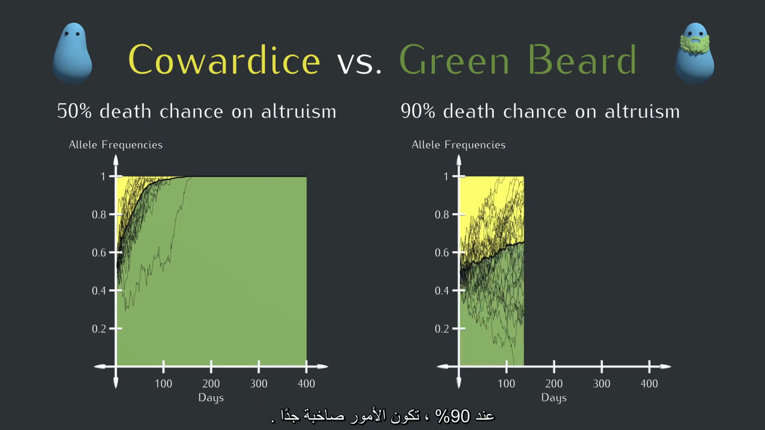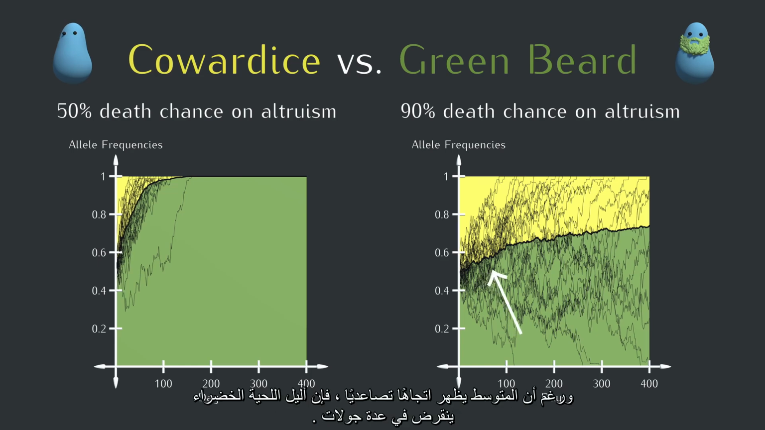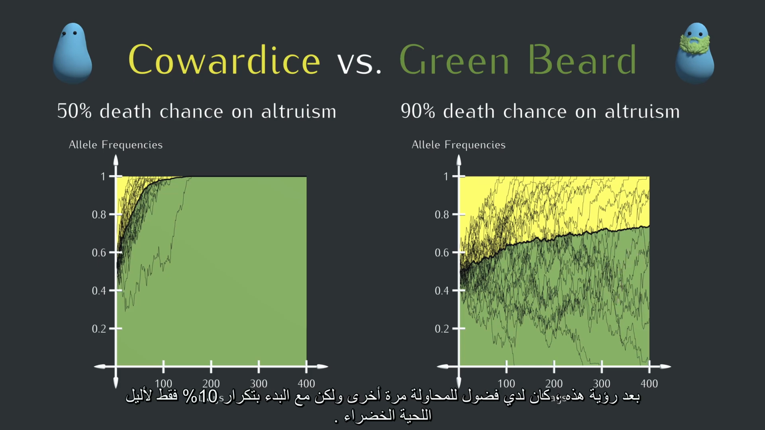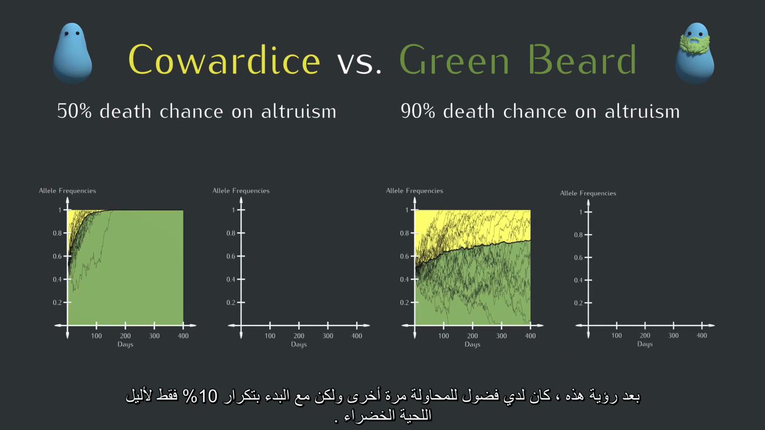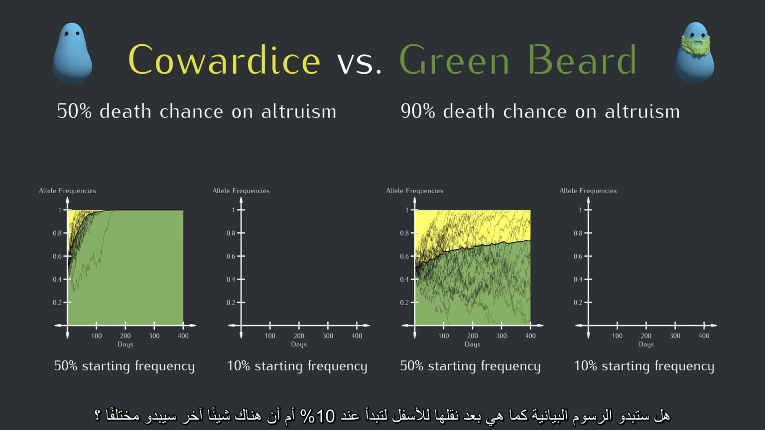At 90%, things are pretty noisy. Only 10% of the acts of altruism actually end up saving an extra blob. So the random fluctuations are pretty dominant. And even though the average shows an upward trend, the green beard allele does go extinct in several runs. After seeing these, I was curious to try again, but starting with only a 10% frequency for the green beard allele. Once again, what do you predict? Will the graphs look the same, just shifted down to start at 10%, or will something else look different?